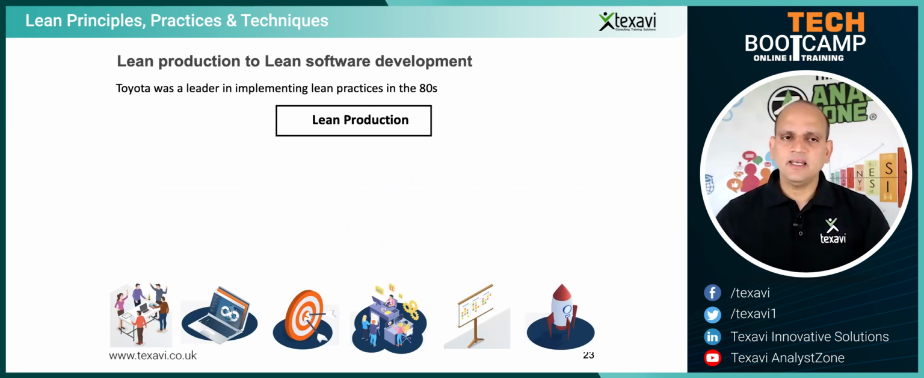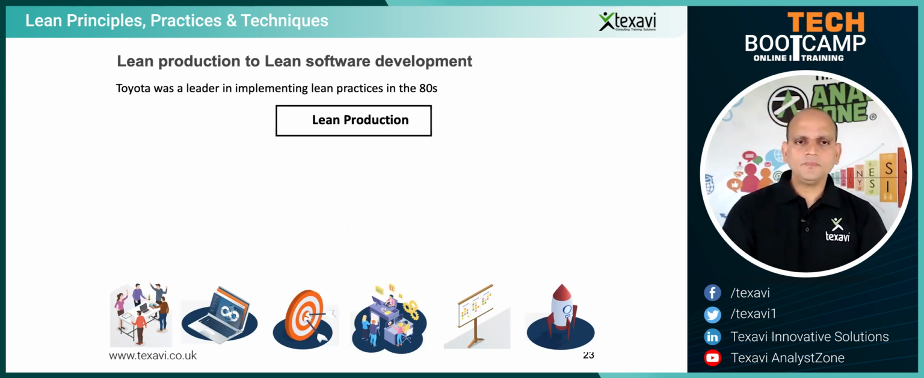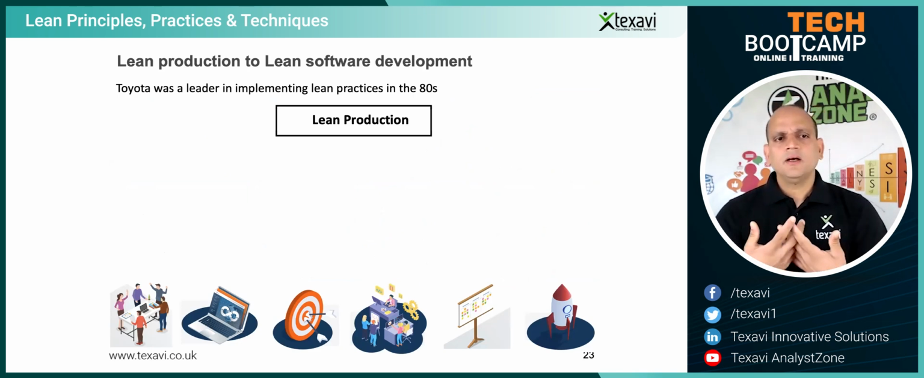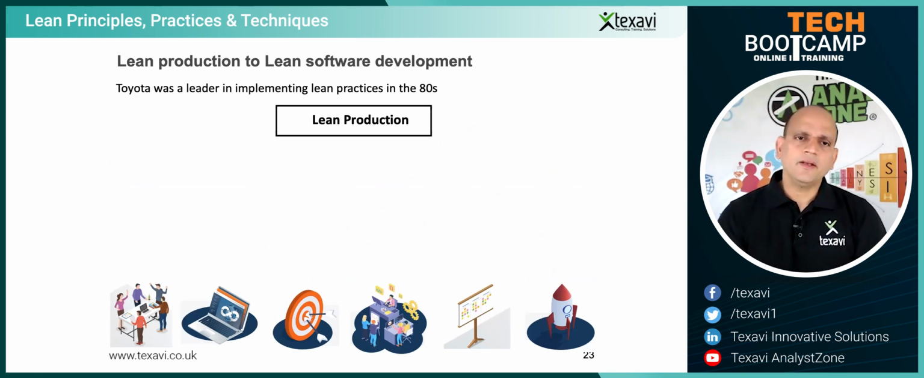So let's see how this fares in the context of what we're trying to do today with software development. As I mentioned, it started with Toyota in the late 80s, and then Lean never looked back. There has been a lot of adoption of Lean in most companies, not just manufacturing: banks, processing industry, engineering industry, software development. There's a huge shift in the way we have been operating.